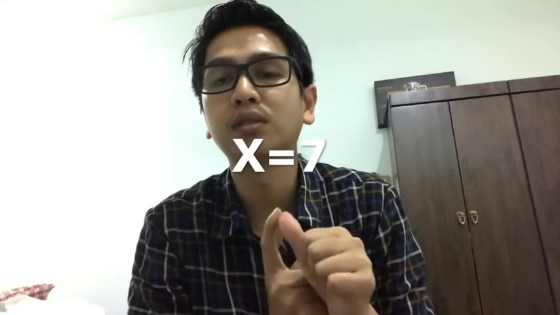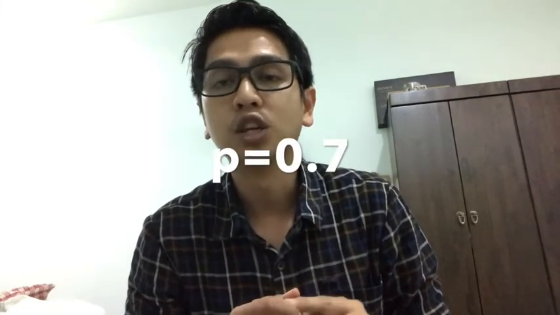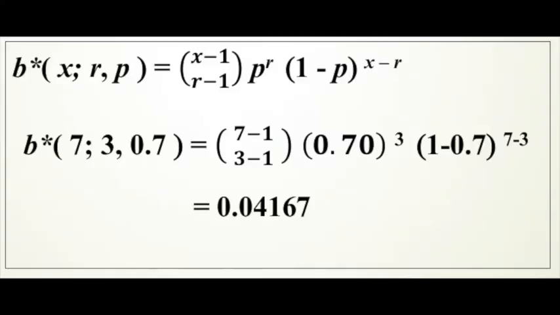To answer the question, we know that the value of X is 7. That means there are 7 repeated trials. The number of successes R is 3. That means he lied 3 times. And the probability of success is 0.7. So when you substitute it into the equation, you will get the answer. So what does that mean? It means that there is about 4.167% chance that Sulaiman lied for the third time in their 7th conversation.